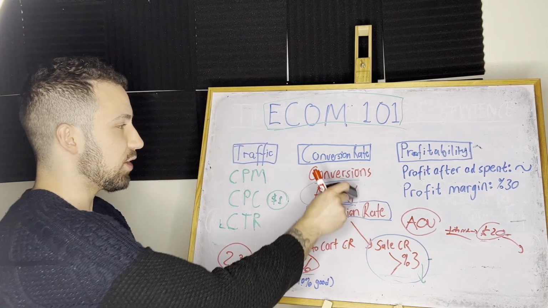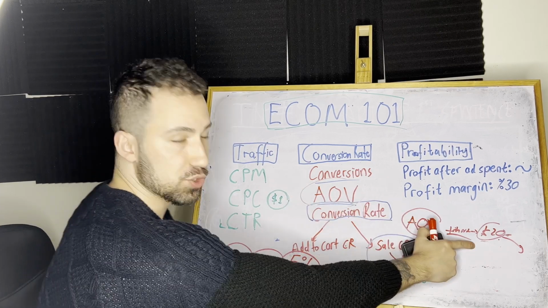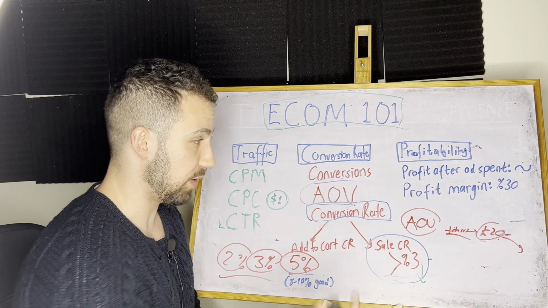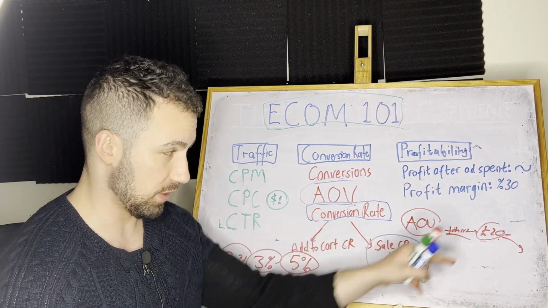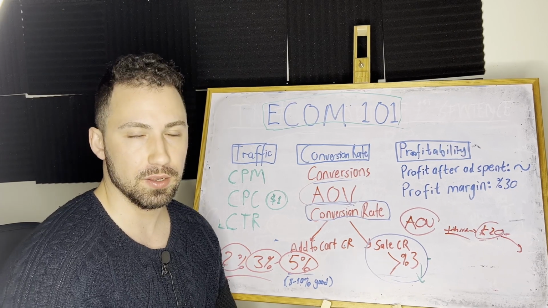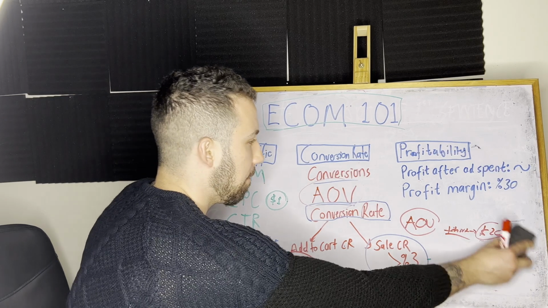So you're gonna increase your average order value. Let's say you do it for one person that you're paying $1 to get to your site, and that person increases their average order value, their basket value, from $20 to $95. You're more than quadrupling your revenue from that specific person, which is amazing.